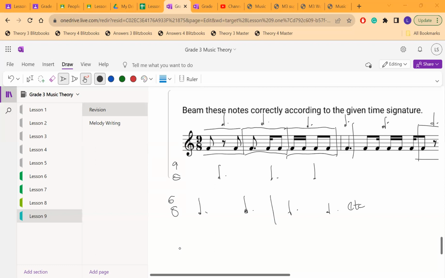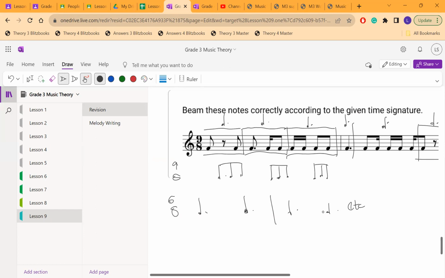In 9/8, it's like 1, 2, 3, 1, 2, 3, 1, 2, 3, even though the quavers are grouped 1, 2, 3, 4, 5, 6. But the quavers are there, so 9/8 with quavers sounds like 1, 2, 3, 1, 2, 3, 1, 2, 3.